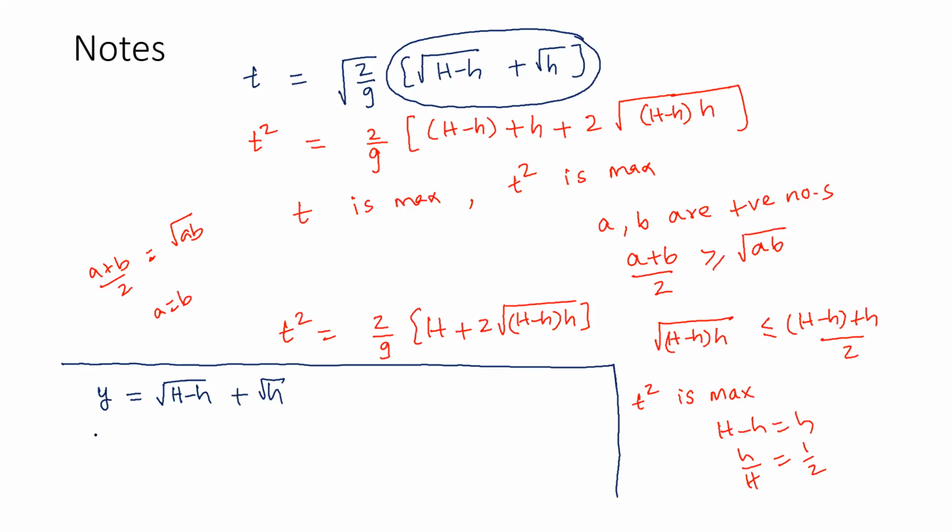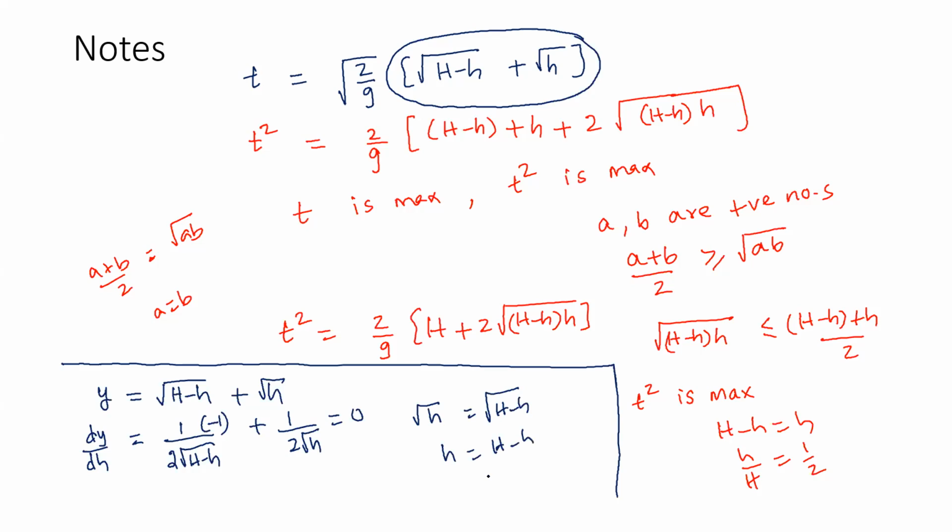So we are going to get the derivative here. So dy by dh is what we are trying to get. If you look at this function, the derivative is 1 by 2 into square root of H minus h, and then we'll have to use the chain rule. The derivative of h is minus 1, and then here it is 1 over 2 square root of h, and this should be 0. Now if this is 0, obviously you can see that square root of h is square root of H minus h, which again tells us that h is equal to capital H minus h. So h we will get as half.